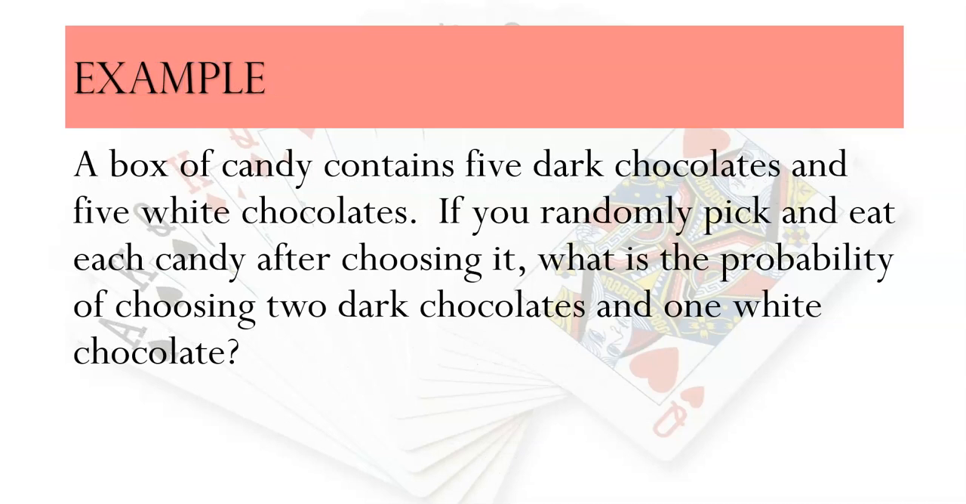In this example, it says a box of candy contains 5 dark chocolates and 5 white chocolates. If you randomly pick and eat each candy after choosing it, what is the probability of choosing 2 dark chocolates and 1 white chocolate? Again, this is dependent because you're picking the chocolates out and then you're eating them. You're not putting them back. So what happens first is going to affect what happens after because there'll be less chocolate to choose from.